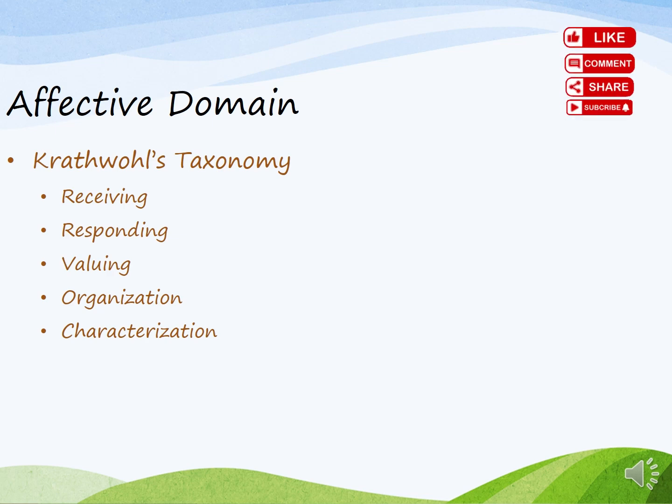Affective domain. In this, the first one is receiving, or attending: the ability to receive or attend to information, such as listening to a lecture or reading a text, so you can receive easily. The next is responding: the ability to respond to information, such as answering questions or participating in discussion. The next is valuing: the ability to assign value or worth to information, such as recognizing the importance of a concept or principle. The next is organization: the ability to organize and integrate values into a system or philosophy, such as developing a personal code of ethics.